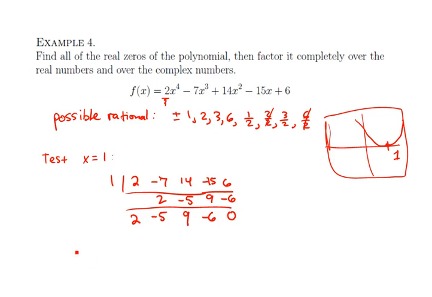And so now we have found that x equals 1 is a zero, and that x minus 1 is a factor. And we're left with 2x cubed minus 5x squared plus 9x minus 6.